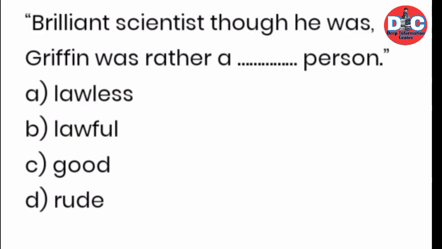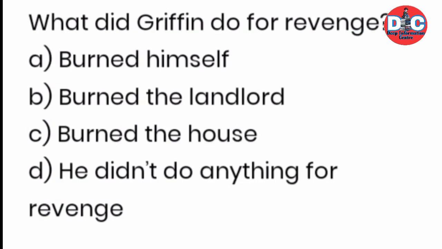Brilliant scientist though he was, Griffin was rather a dash person. Here the right answer is lawless person. Griffin was rather a lawless person. What did Griffin do for revenge? A option burned himself, B option burned the landlord, C option burned the house, and D option he did not do anything for revenge. The right answer is C option burned the house.